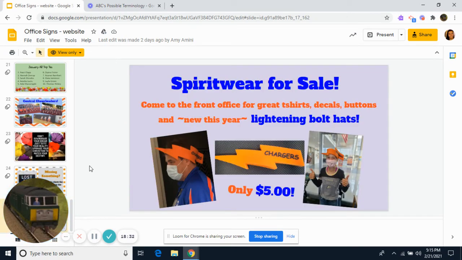Spirit wear for sale. Come to the front office for great t-shirts, stickers, buttons, and new this year, lightning bolt hats. Only $5. Alright, so that's all we need to know about for my school. I miss being at school too.